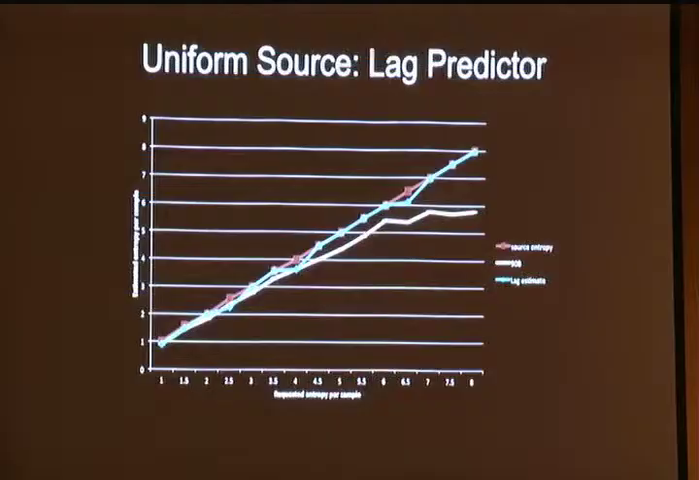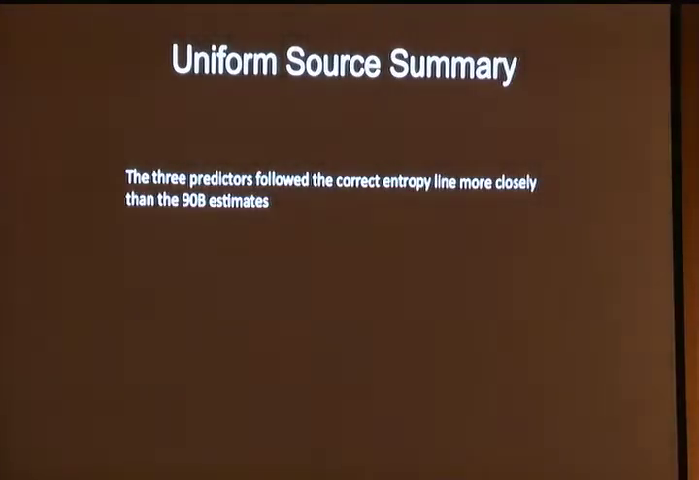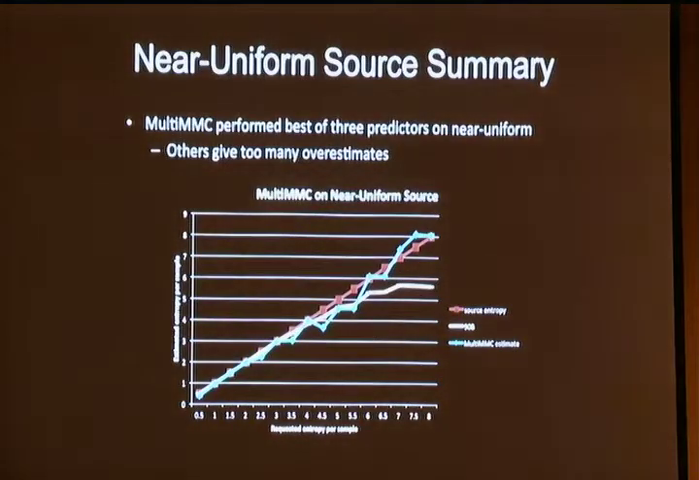And when we look at the lag predictor for the uniform distribution, it is closer to the actual entropy. So as a summary for the uniform source, we see that the three predictors followed the correct entropy line more accurately than the 90B estimates. The 90B estimates were lower, they are more conservative, but there are some performance penalty issues involved with that too. So we want to estimate entropy as accurately as possible. Okay, I'm going to show you a couple more graphs.